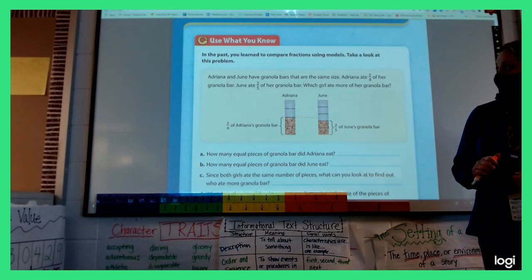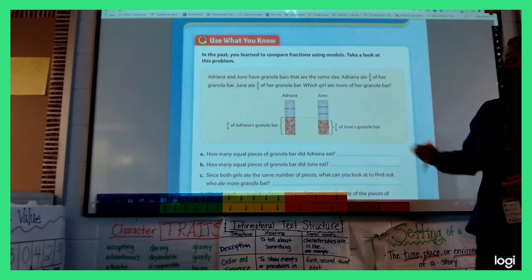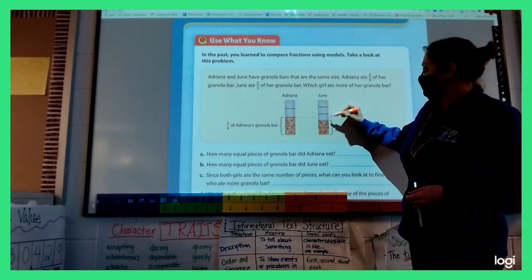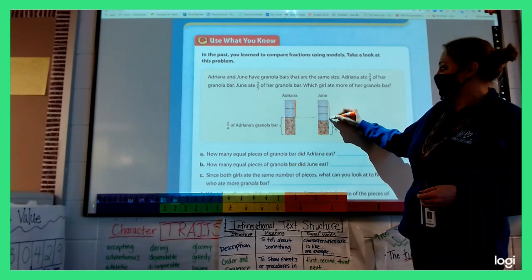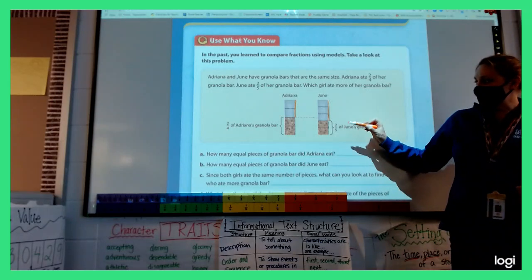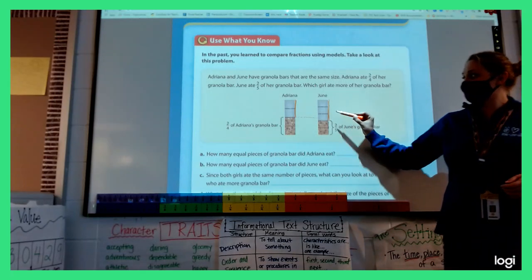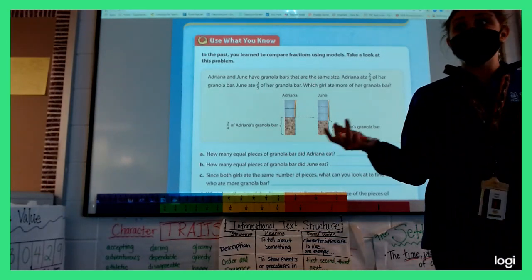They were showing them who ate them. This is the granola bar that's left, probably. Okay, so they ate this much. Okay, so I see what you're saying. So you're saying the girl that ate the most would be June, because that part's missing. Okay. Now, the hard, tricky part about this, are the granola bars split up into the same amount of pieces? No. Is that what makes this so hard?